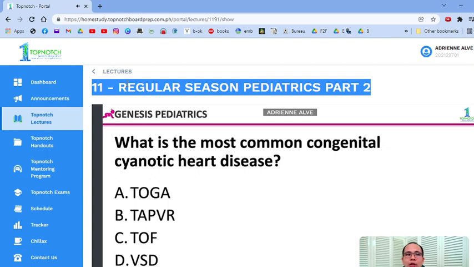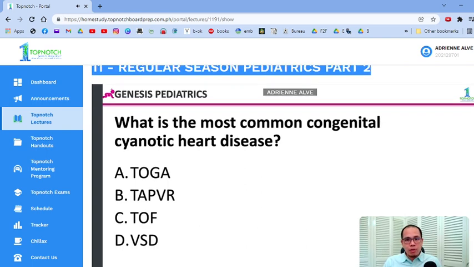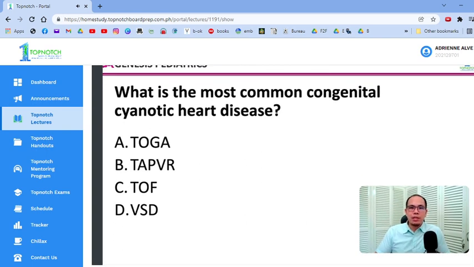What is the most common congenital cyanotic heart disease? Okay, so this is a very easy question. You have to know the answer. When we're talking about congenital heart diseases in children, one easy way to categorize them is if it is cyanotic or acyanotic. If it is acyanotic, then your shunting is, ano yun? It's left to right. If it's cyanotic, it's right to left.